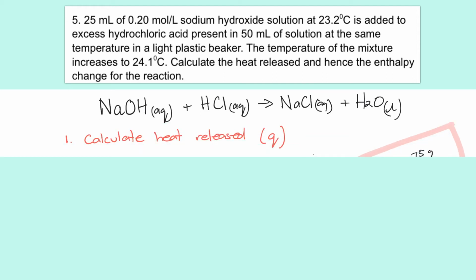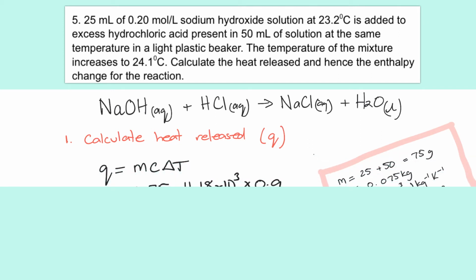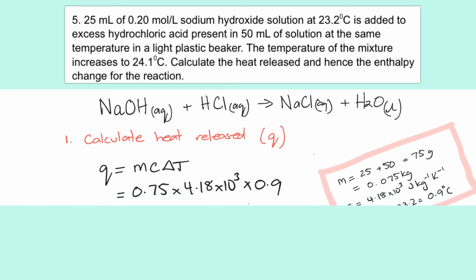But we're going to calculate the heat released first, and the heat released has a symbol Q. We can get that equation from our data sheet. Q is equal to mc delta T. Now this is all about the thing that is being heated. It's the water that's being heated. So first of all, we must use the total mass of water. So it's 25 mLs of one solution plus 50 mLs of another solution to make a total of 75 mLs of water, which weighs 75 grams.